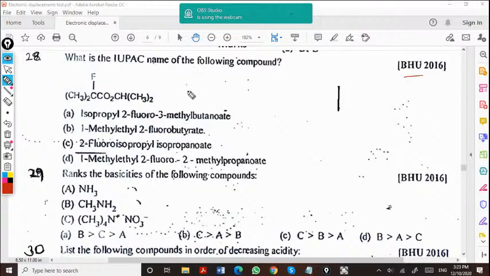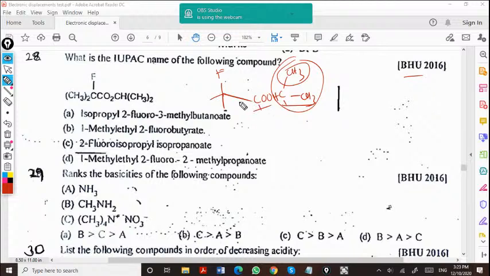IUPAC name of the following. So if I write, so this is the structure. So this is an ester which is with isopropyl group, but the IUPAC name is not isopropyl, it will be methyl ethyl. Okay, so at first position it is methyl. So 1 methyl ethyl, and this is 1, 2, 3, 3 carbons, propionate, which is with what?